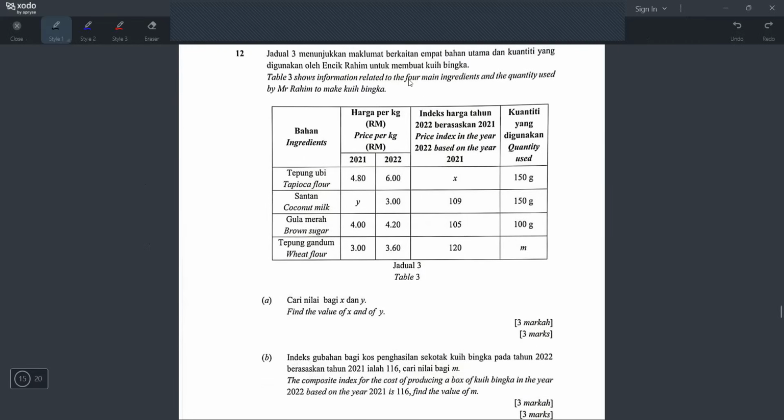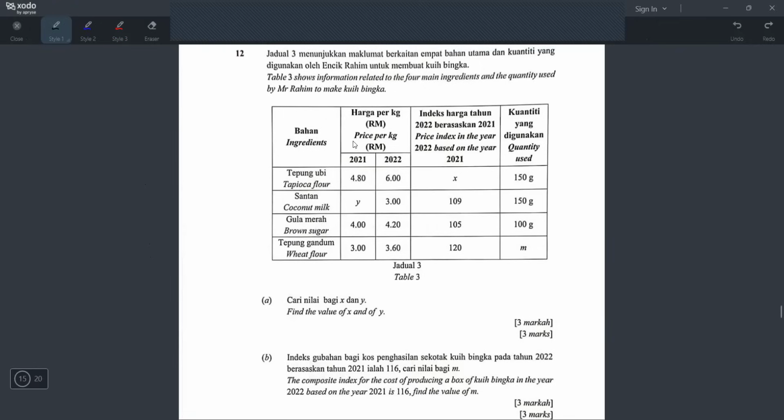Table 3 shows information related to 4 main ingredients and the quantity used by Mr. Rahim to make kueh bingka. So this is index number, got 4 ingredients. So this all will be a very important keyword later. So if you never see this keyword in the question, remember to use composite index. Okay, if they never mention the keyword.